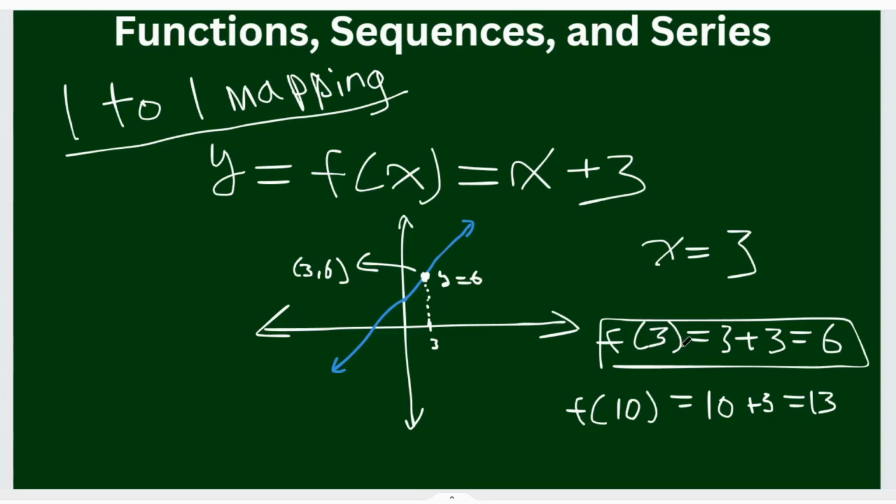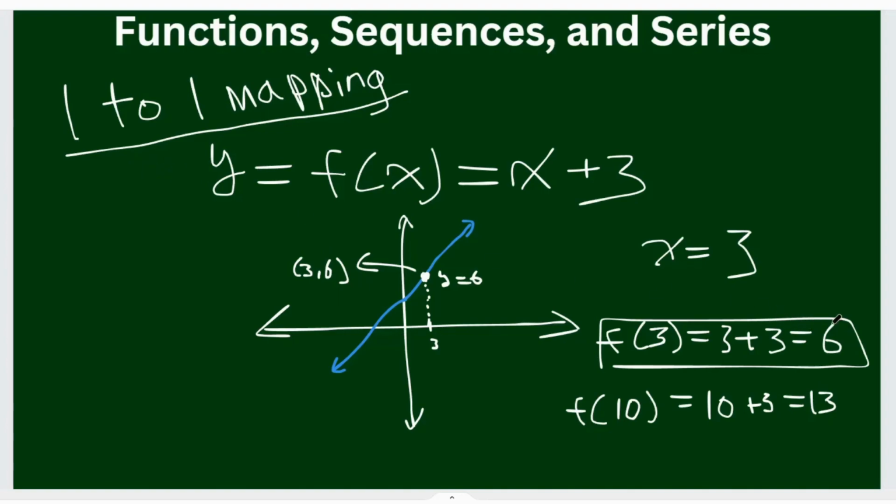So here, for example, f(3) is different from f(10), right? And for example, f(5) is going to be different from f(11), and f(7) is going to be different from f(8). So for every different value of x you input, you get a different value of y. So that here is a one-to-one mapping.